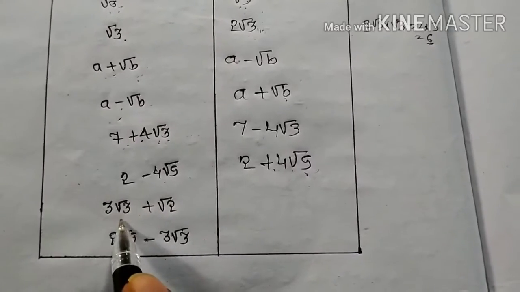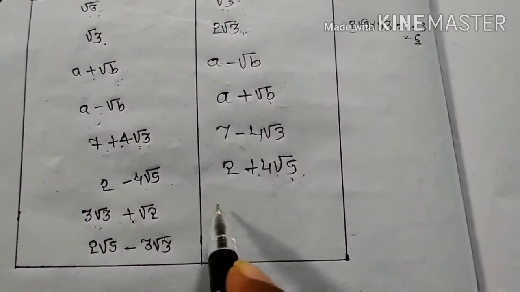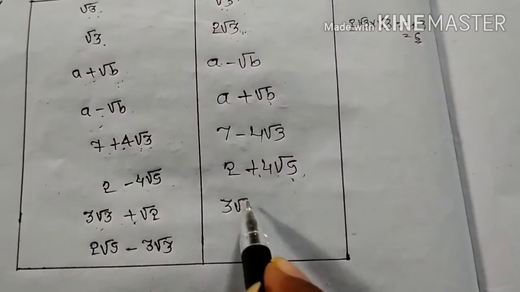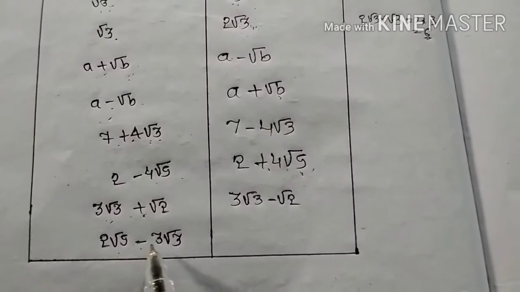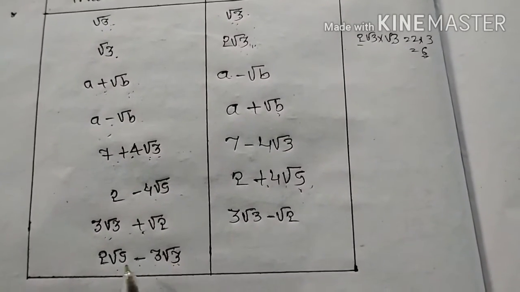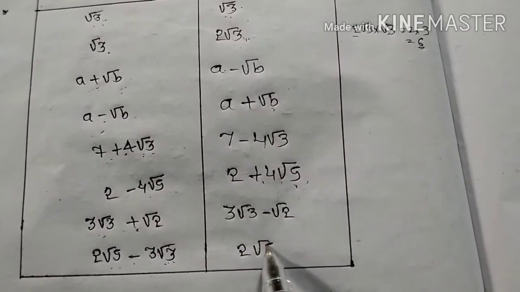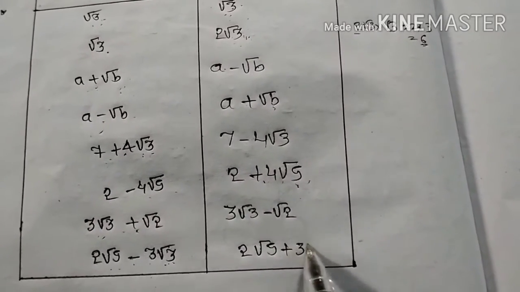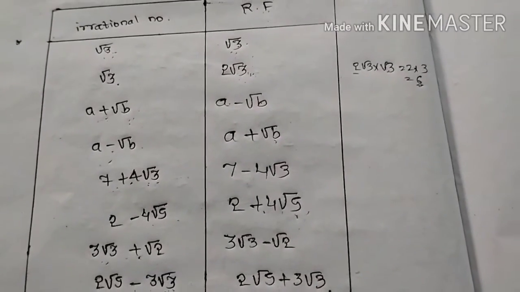What is the rationalizing factor of 3 root 3 plus root 2? It is in plus, so you can convert into minus only. 3 root 3 minus root 2. Next here, 2 root 5 minus 3 root 3. What is the rationalizing factor of 2 root 5 minus 3 root 3? Just you can take plus only. 2 root 5 plus 3 root 3. Very easy one. These are all the rationalizing factors.